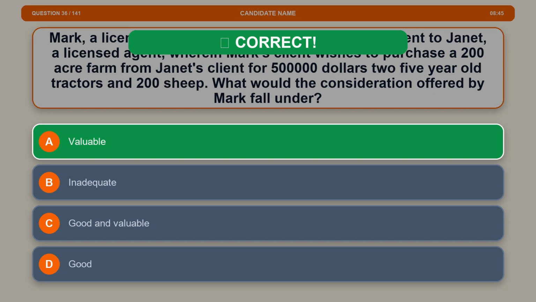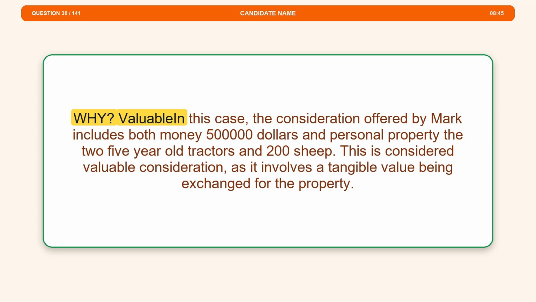The correct answer is option A. Valuable. In this case, the consideration offered by Mark includes both money, $500,000, and $100,000 in personal property, the 2 5-year-old tractors and 200 sheep. This is considered valuable consideration, as it involves a tangible value being exchanged for the property.